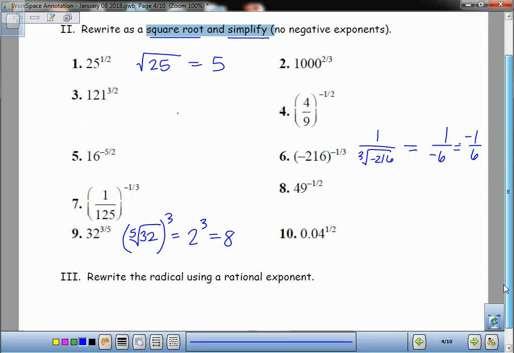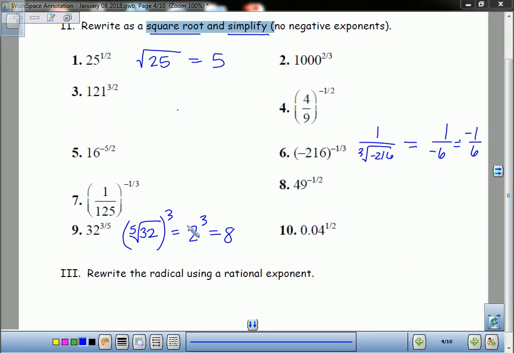Okay, now I wanted to talk about just a couple of these individually and then give you the answers for the rest. Okay, remember the 1/2 power is the square root because the bottom number is our root. The top number of a rational exponent is our power. So if it's a 1/2, it's just square root, and the square root of 25 is 5.